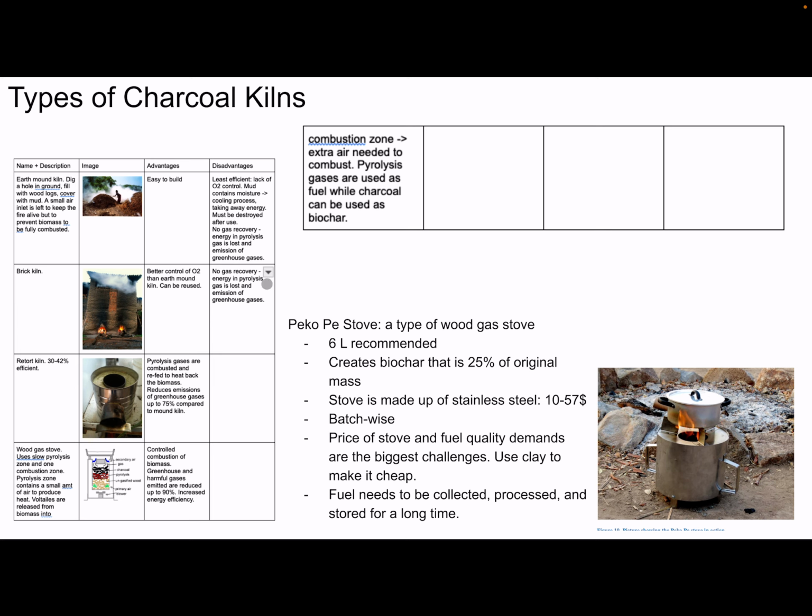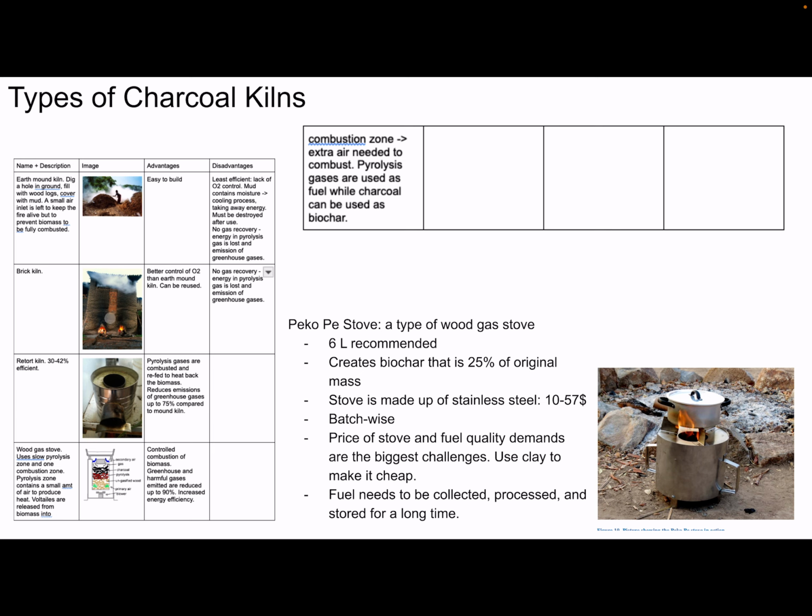Of really important note, which I found really interesting, were the types of charcoal kilns they talked about. Here we have an earth mound kiln, which is easy to build, but it's really not that efficient, and it doesn't have oxygen control, so you can't control the pyrolysis, and you can't control the quality of the biochar being made.